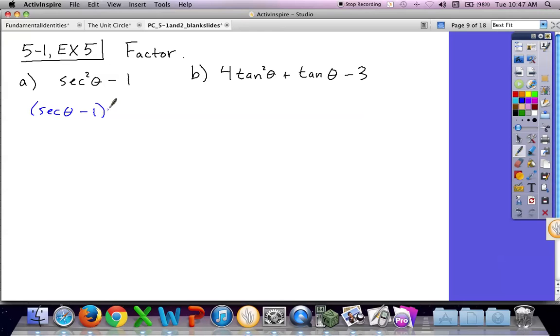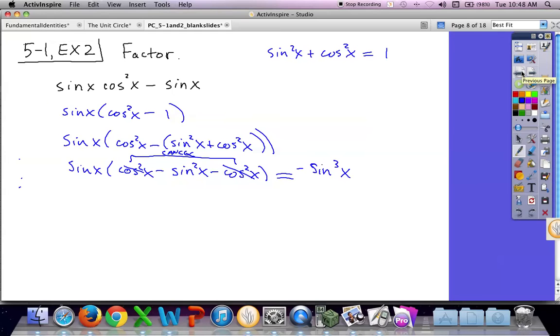Secant theta minus 1, secant theta plus 1. Where? Where? Here? To do difference of squares.